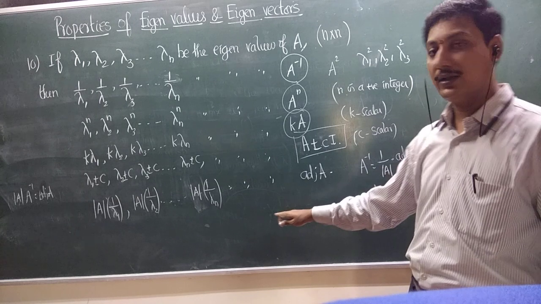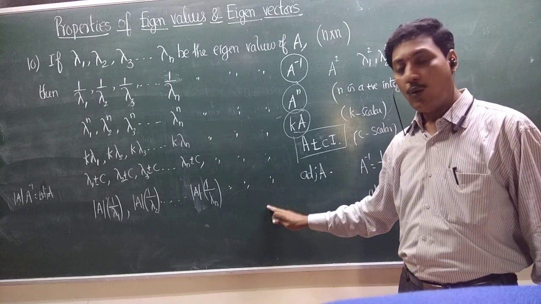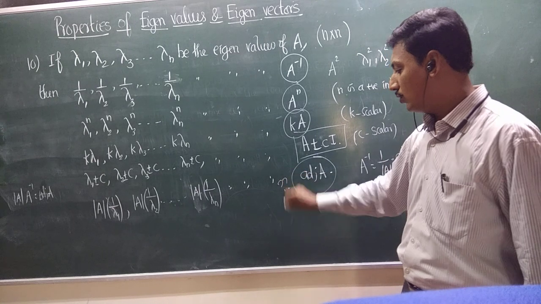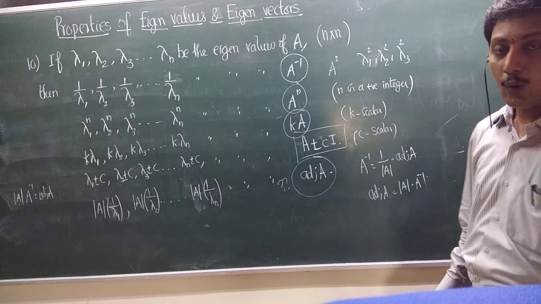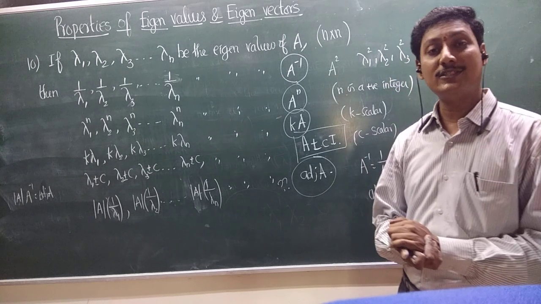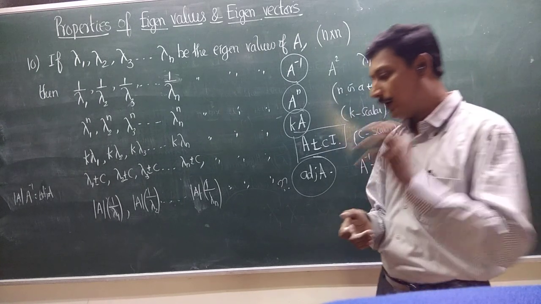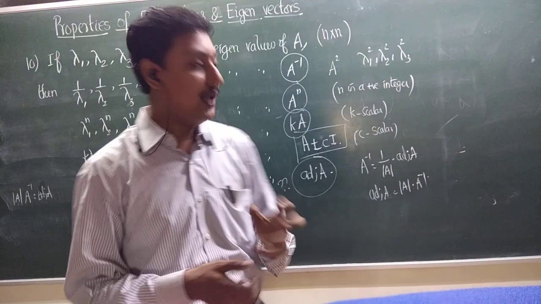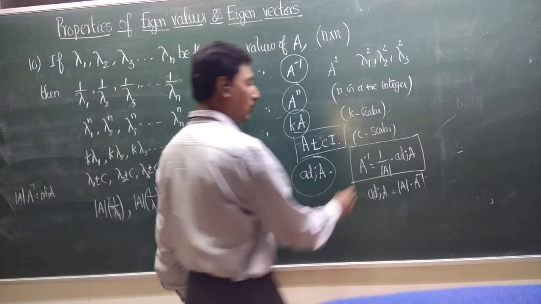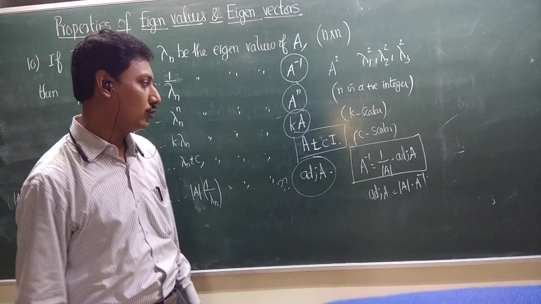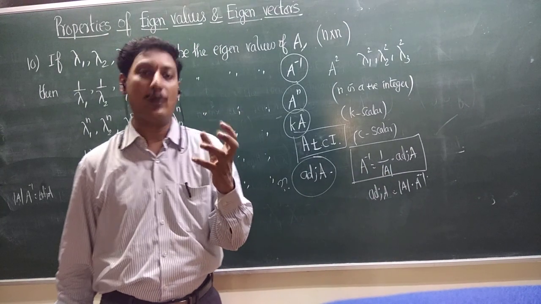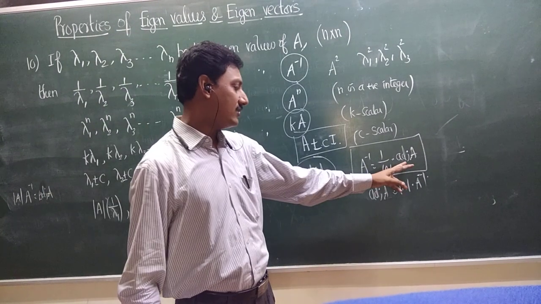And the last one, this is very interesting. What are the eigenvalues of the adjoint of A? How will you get the adjoint of A? It is the transpose of the cofactors of the matrix. Now, we can get this adjoint of A from the definition of the inverse: A inverse equals 1 by determinant of A into adjoint of A. What is the determinant of A? It's a number, a scalar quantity. Now, let us fix the adjoint of A.